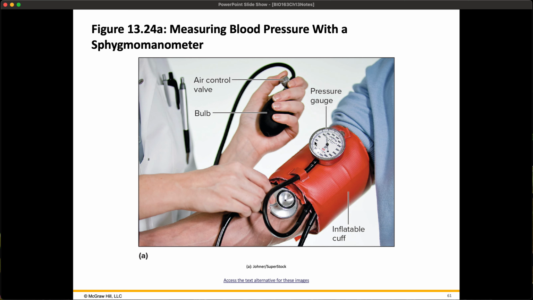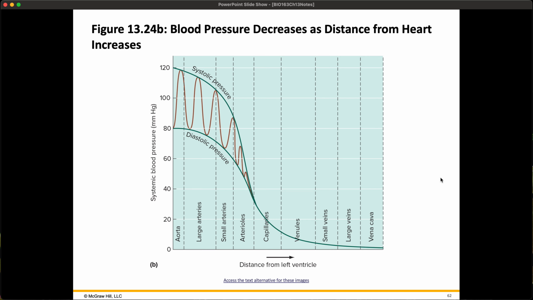So this is your pressure gauge, the inflatable cuff. And then with this, you can kind of listen to and count the pulse. This is just showing how pressure decreases from the aorta all the way to the vena cava, where blood is being returned to the heart. So it's almost at this point like a passive process.